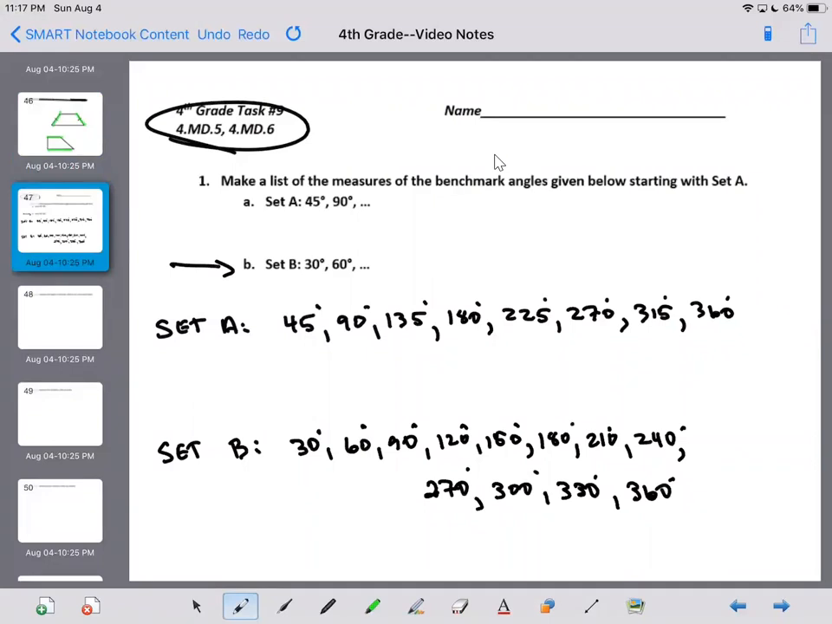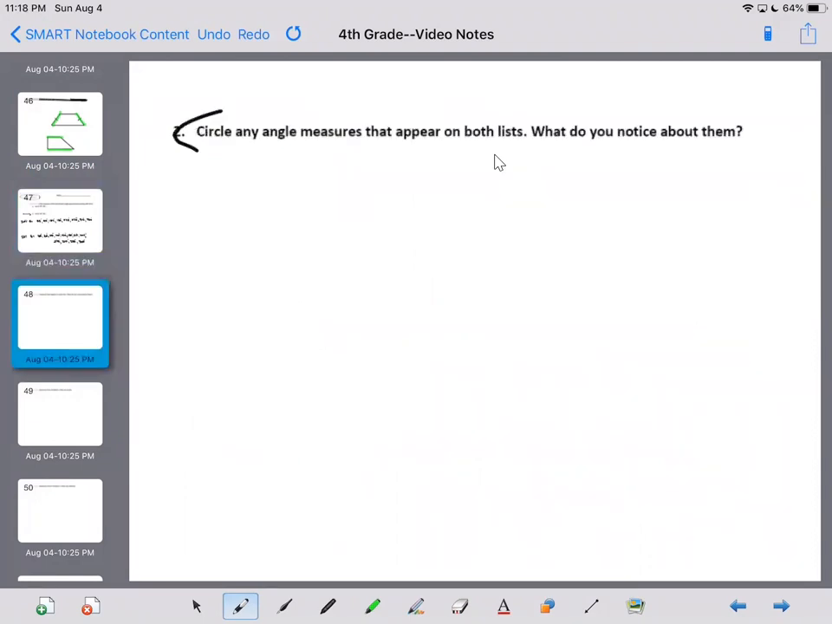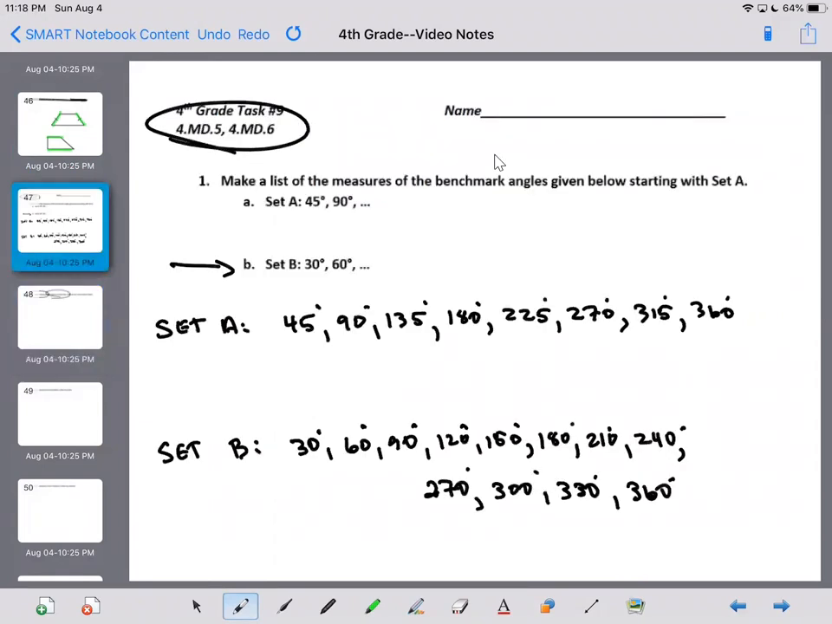So we look at all these degrees. Now, question 2 says circle any of the angle measures that appear in both lists, and then what do you notice about those? So let's go back to the list here, and what are in both lists? Okay, I see 90 and 90, 180 and 180, 270, 270, 360, and 360. So those are angles that are in both lists.